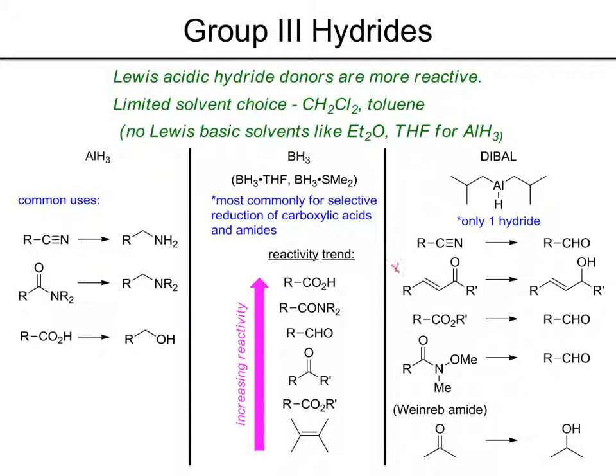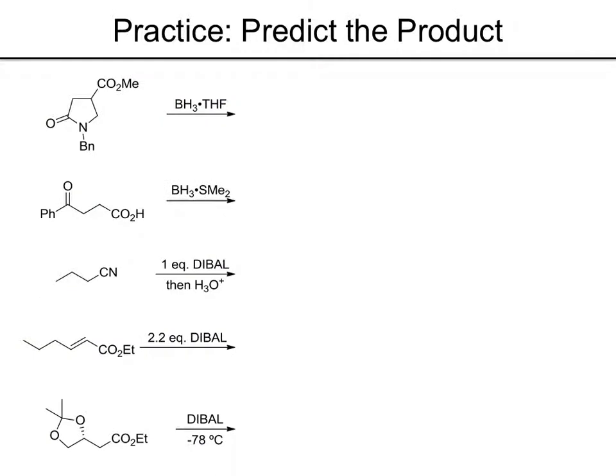This reaction, however, usually ends up in a mixture of reduction of the alkene with a 1,4 hydride addition and reduction of the carbonyl with a 1,2 hydride addition. Now pause this video and take a few minutes to predict the products of these reactions before moving forward.